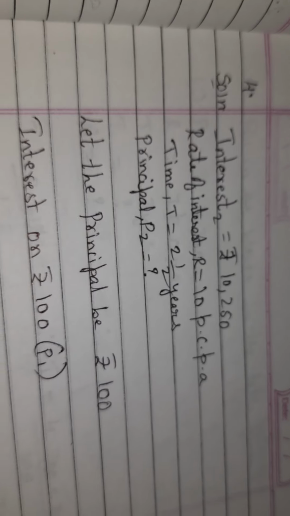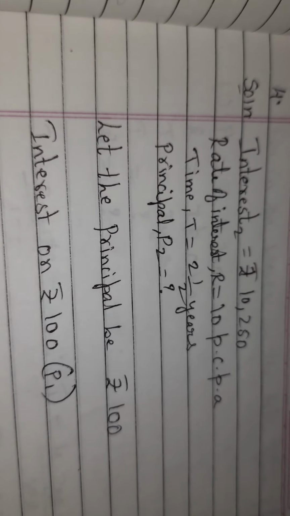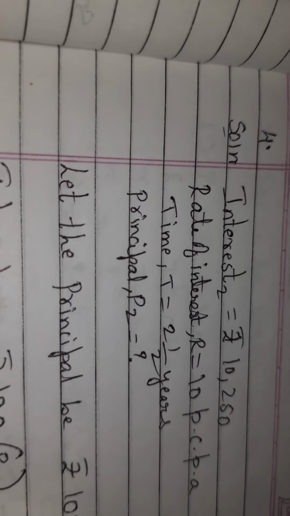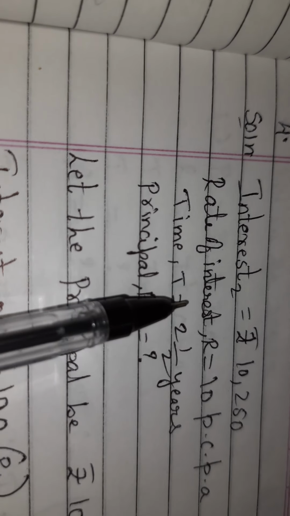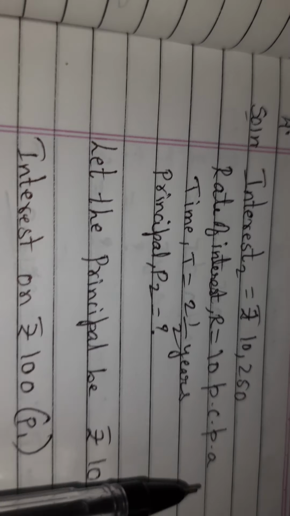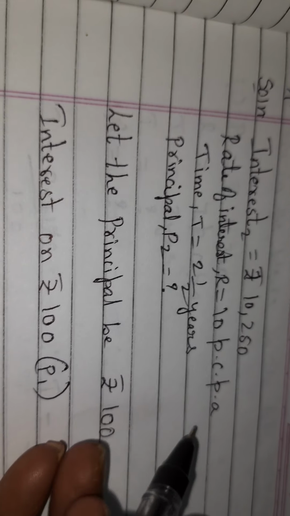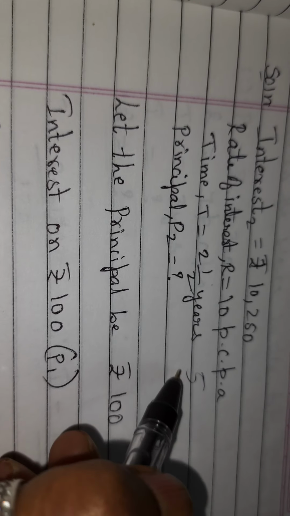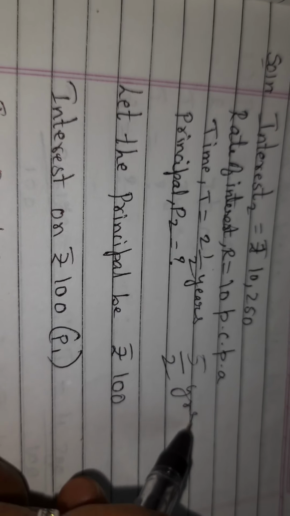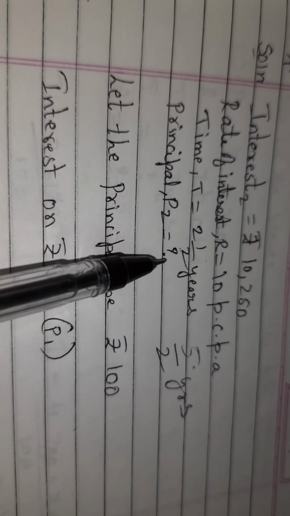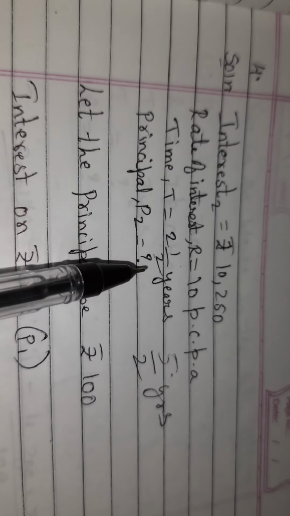Let us solve it. So children, fourth one: interest rupees 10,250, rate of interest 10% per annum, and time period is 2.5 years. You know what we have to do for 2.5? We can convert that into an improper fraction. So 2 2s are 4, 4 plus 1, 5 upon 2 years. Principal P2 is question mark.